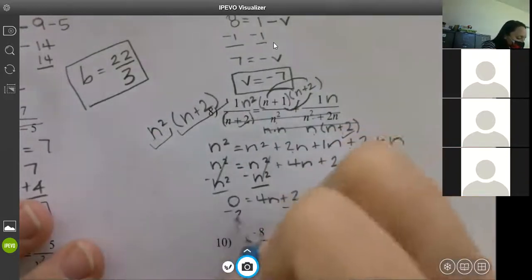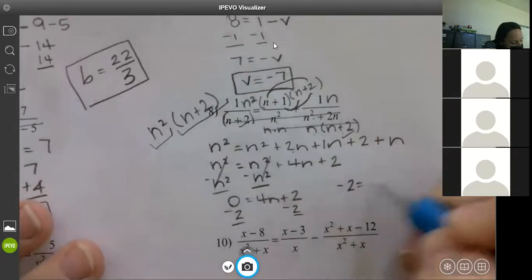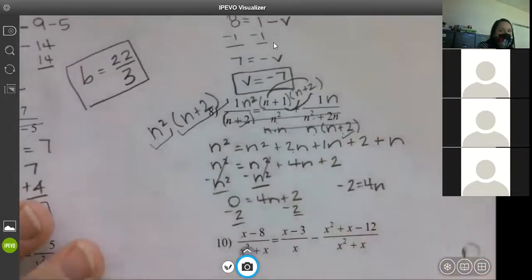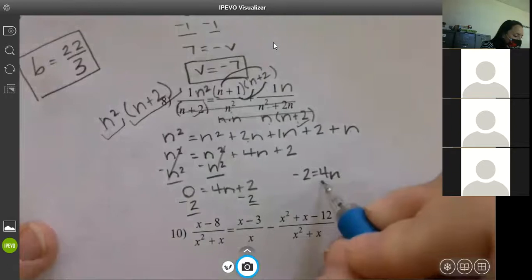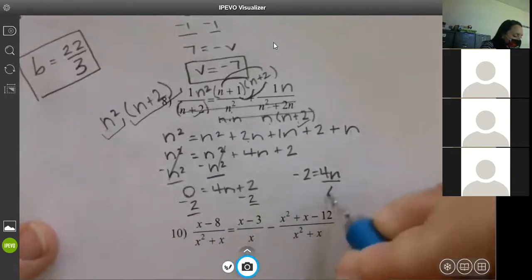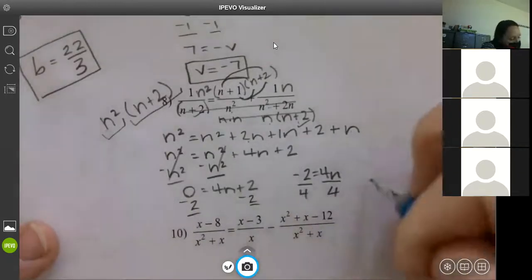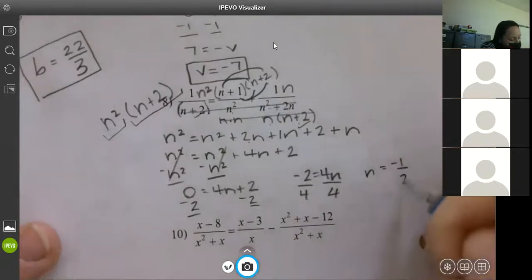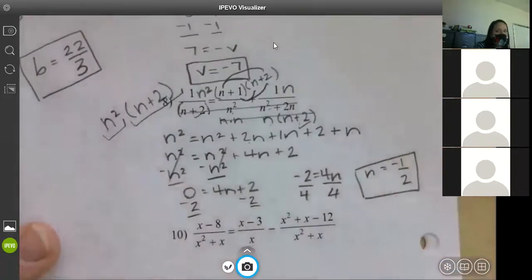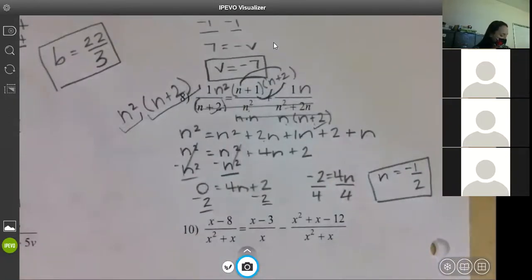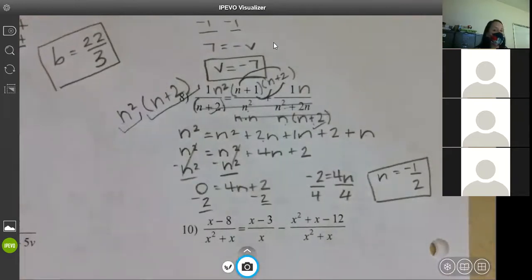Subtract 2. I get negative 2 equals 4n. How do I solve? Come on, guys. Divide by 4. And I get n equals negative 1/2. When I plug it back in, it does not give me a 0. All right. Everybody good? 2 more, and then you can take your quiz.